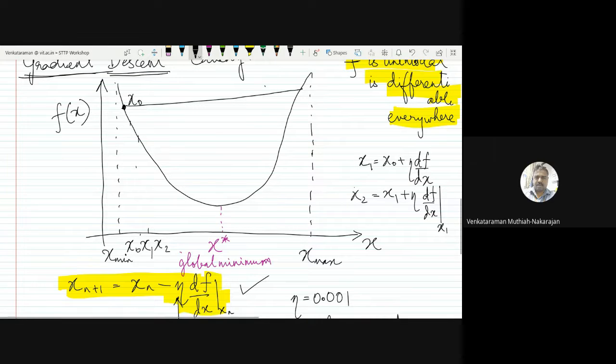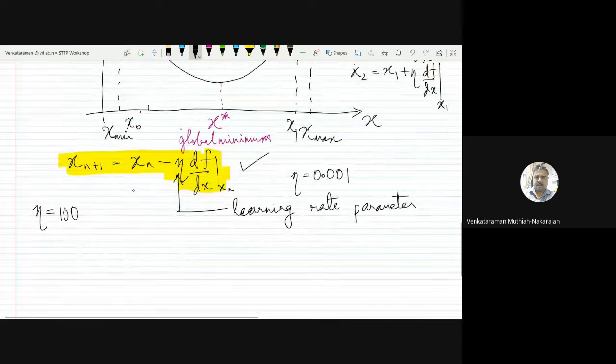So your x1, instead of lying close to x0, will be a giant overshoot, and your x1 will lie here. And your x2 will further overshoot because the slope is positive, and you have to go negative this time. So your x2 will go away. Okay. So this is not a good idea. So eta around 100 is bad. The learning rate parameter is too big, so it is bad.